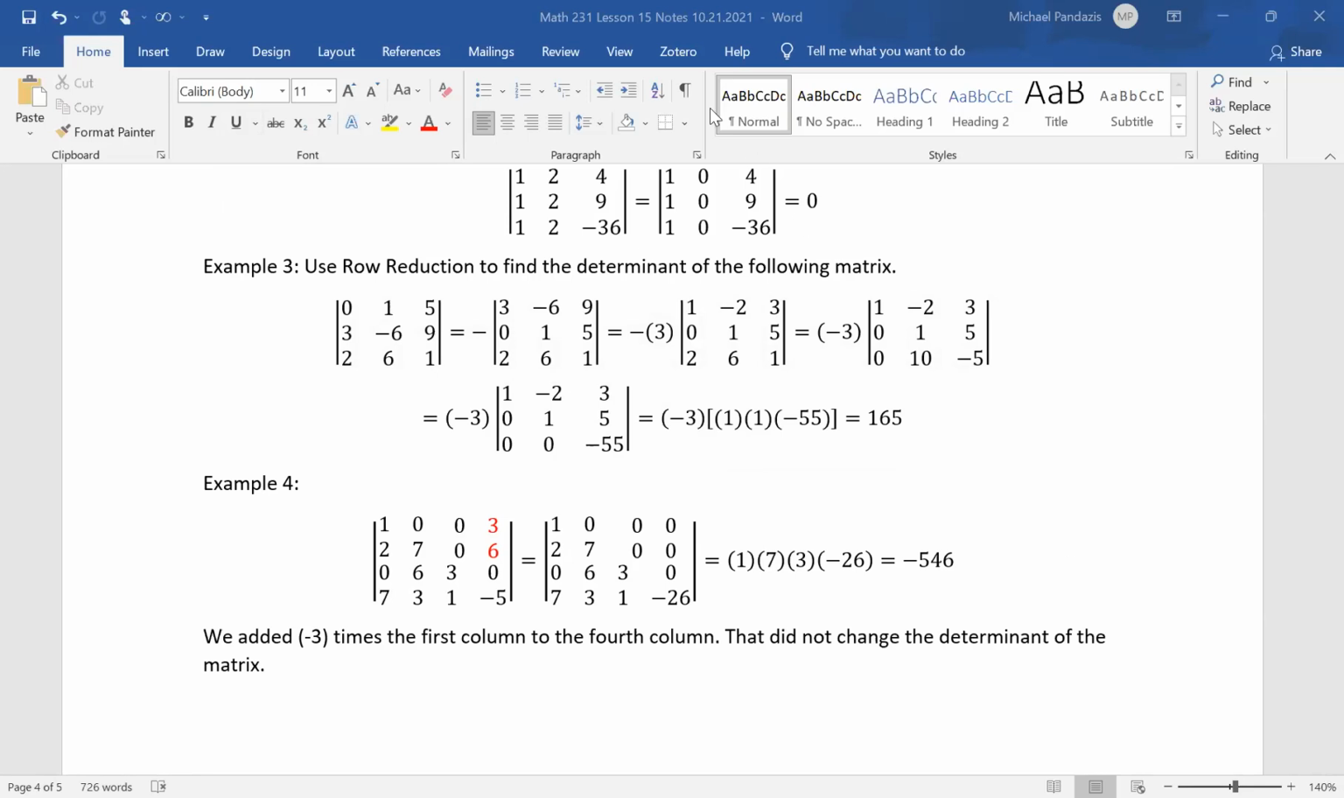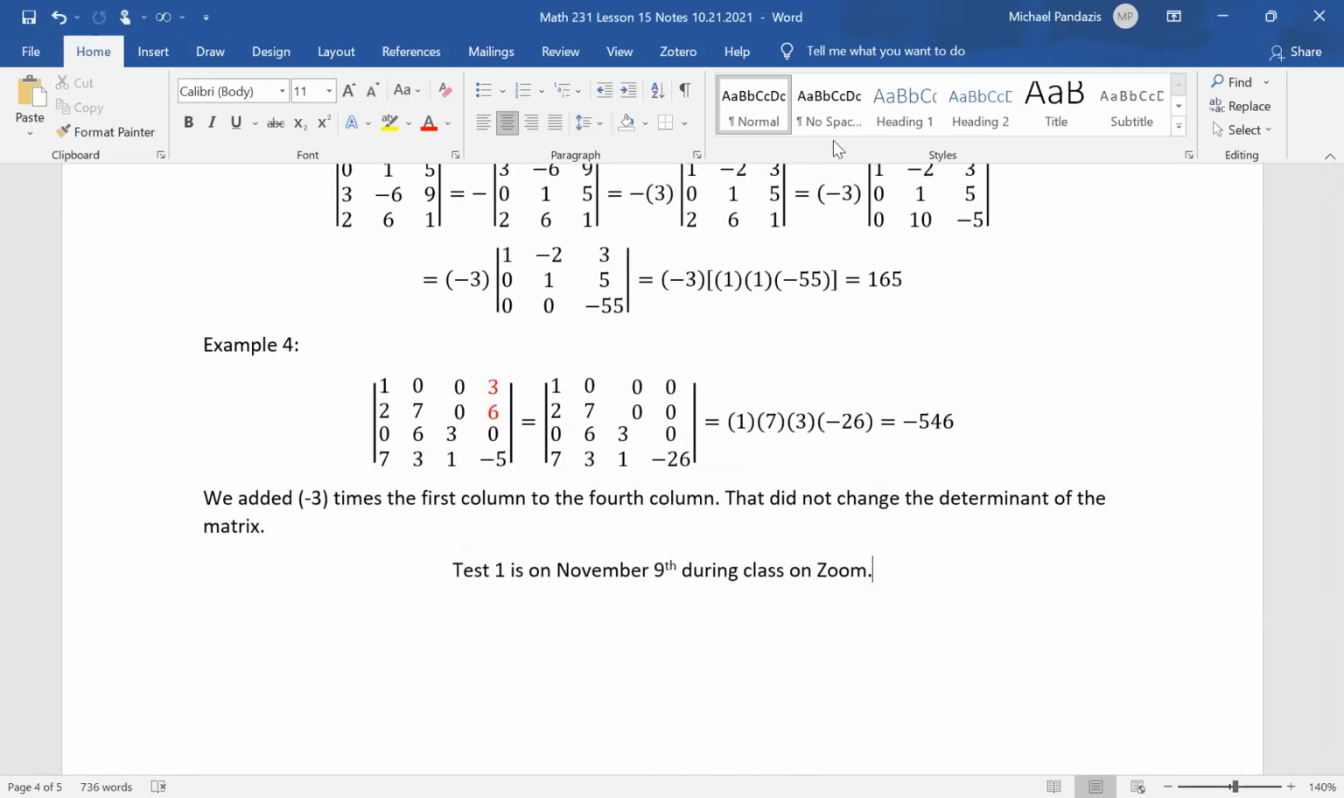The exam is going to be November 9th. So test 1 is on November 9th, during class on Zoom. That's a little over 2 weeks from today, so you have a little more than 2 weeks for the exam. For the second exam, there will not be a huge gap between the first and second exams. But the first exam is going to be on November 9th during class on Zoom.